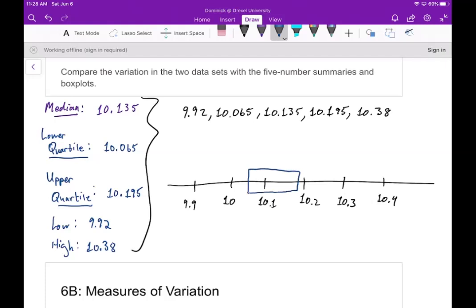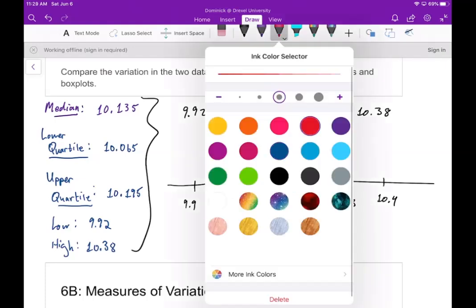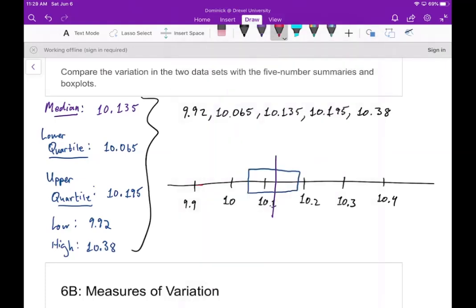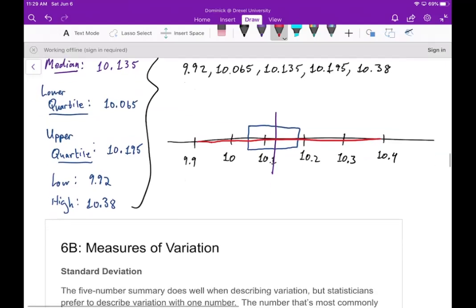Okay. Now I draw a line through the median. Well, the median was at 10.135, so that would be right about there. And then I need to draw a line from my lowest to my highest value, so 9.92 to 10.38, something like that. Right, and that's what we would get from a box plot. So you can quickly see where most of the data values are clustered. You can see where the median is, and then you can see the range of all the values as well. All right, so that's what we do when we calculate a box plot.